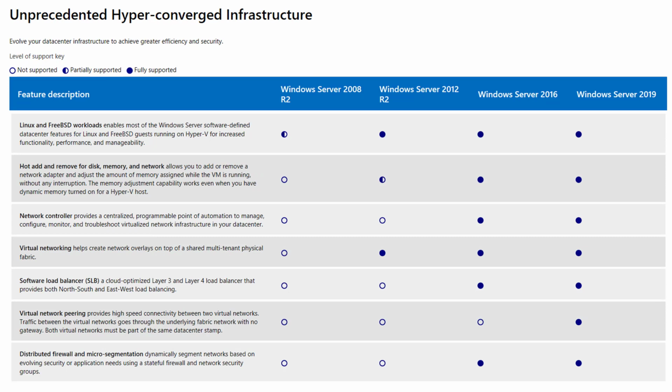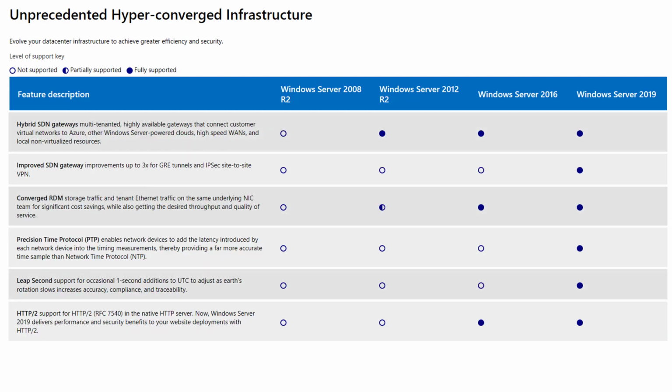I mentioned this as a new class of storage technology with high performance and low latency. We have virtual network peering. It's new in Windows Server 2019, with a high-speed connectivity between virtual networks, so to have an optimized traffic between different fabrics. So this is available in Windows Server 2019 as a new feature here. We have an improved software-defined networking gateway. We have a precision time protocol. We have a support for the leap second. So a lot of optimized things in the networking.